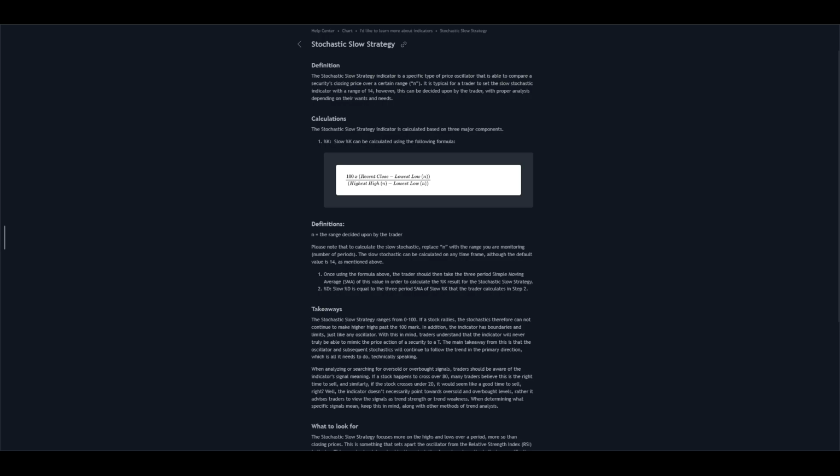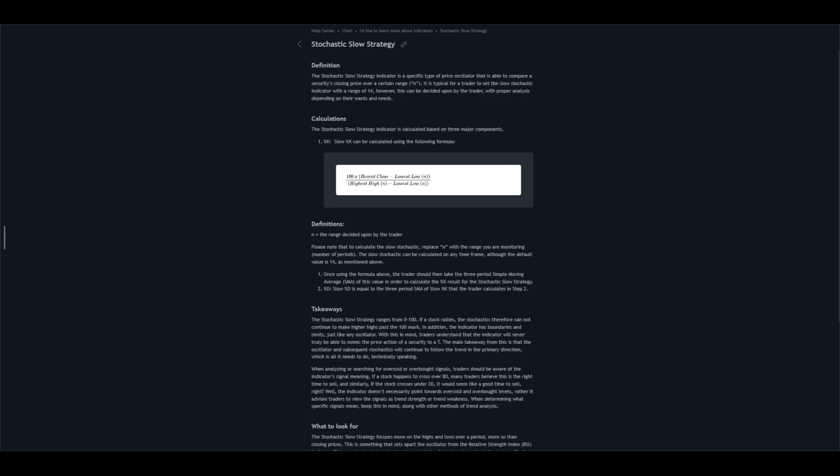The strategy page of TradingView for this strategy includes also the calculation information that I omitted. So I read: The Stochastic Slow Strategy indicator is a specific type of price oscillator that is able to compare a security's closing price over a certain range, N. It is typical for a trader to set the slow stochastic indicator with a range of 14, however, this can be decided upon by the trader, with proper analysis depending on their wants and needs.